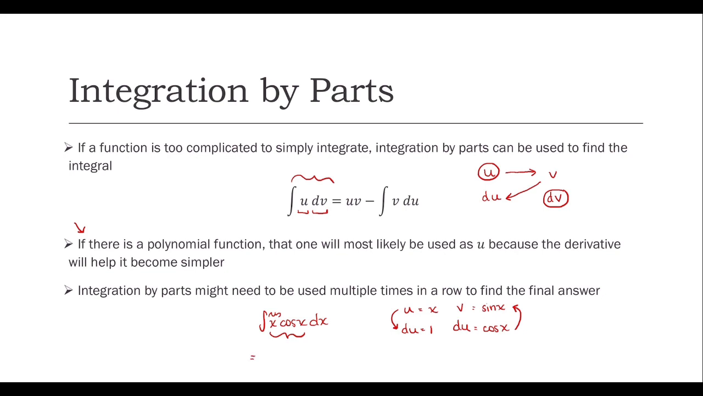So this will be equal to u times v, so x sine of x, minus the integral of v du, so sine of x times 1, so just sine of x dx. So now we can take the integral of sine of x because we don't have anything in front of it. So this will be equal to x sine of x minus the integral of sine of x, which is negative cosine of x. So this will become plus cosine of x and then plus c.